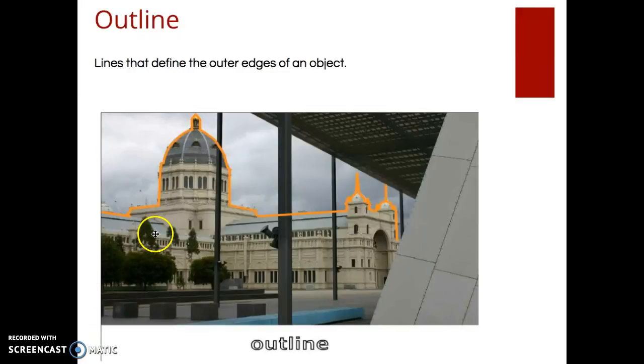An outline is a line that just defines the outer edges of the object. It doesn't put any of the details in it. You're only showing me what's on the outside of the object. We're not going in on showing windows. We're not drawing in the little details of the building, all the little tiny bricks. All we're doing is showing pretty much the outer limits of the object.